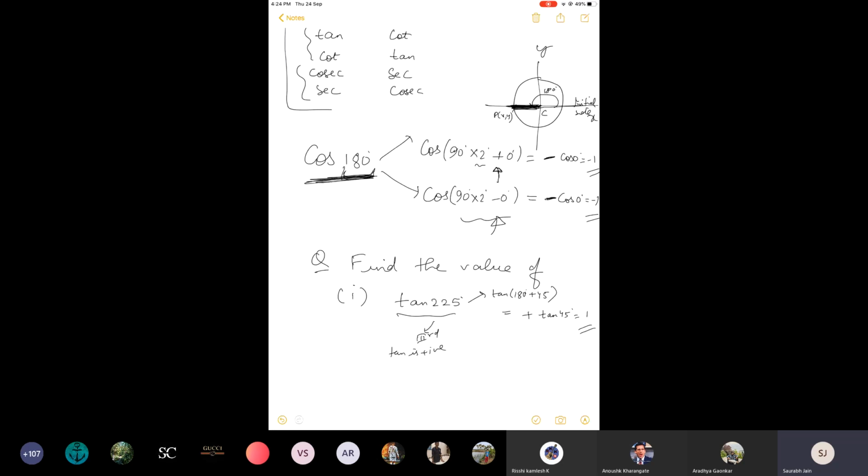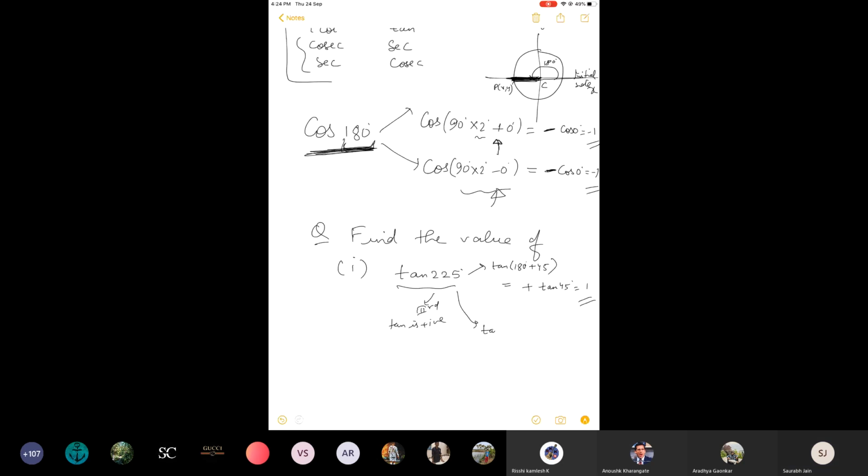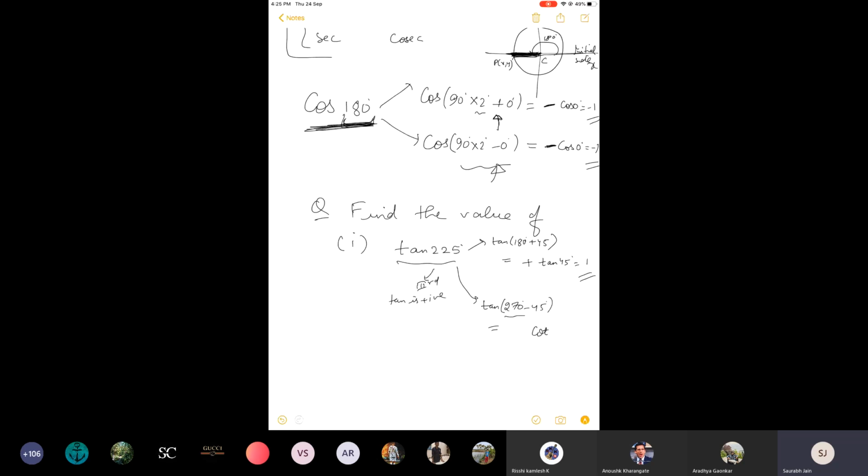If someone wants to calculate using 270 minus, because it is greater than 180 and less than 270, so 270 minus how much? 45. This is basic mathematics, you should know how to write it. Now since 270 is an odd multiple, 90 into 3, in place of tan, cot will come, the angle will be reduced, and it will be plus only, as just discussed, it is positive. Now cot 45 degree, you might have studied, this is also 1. So both the methods give the same value.